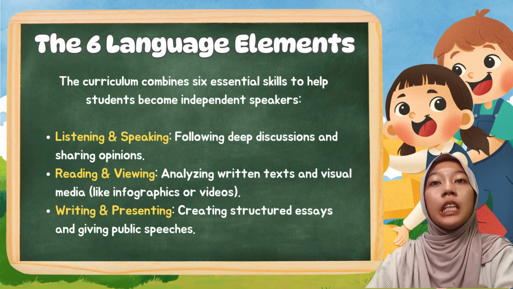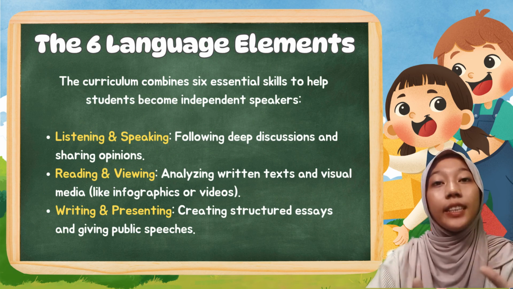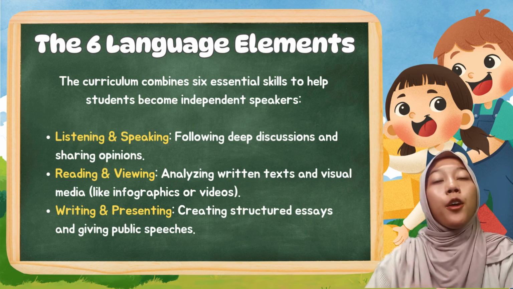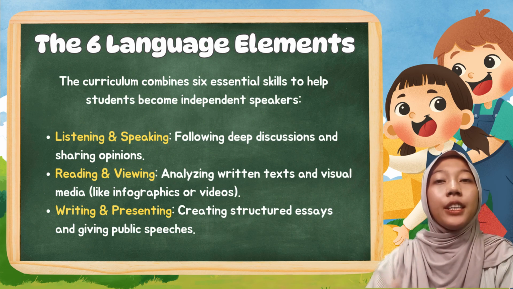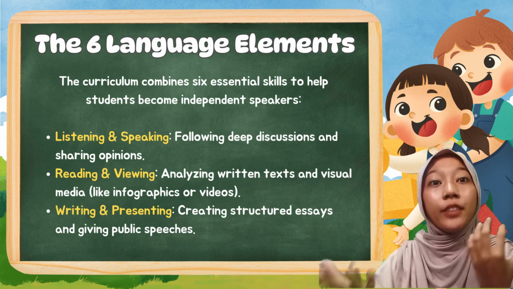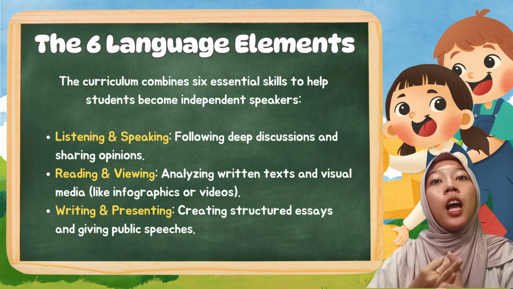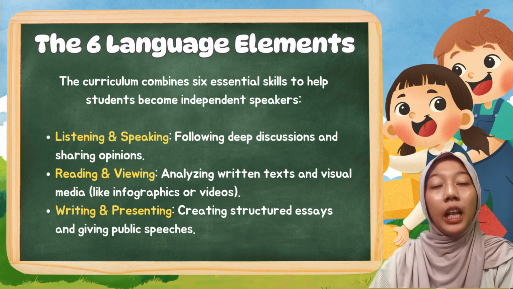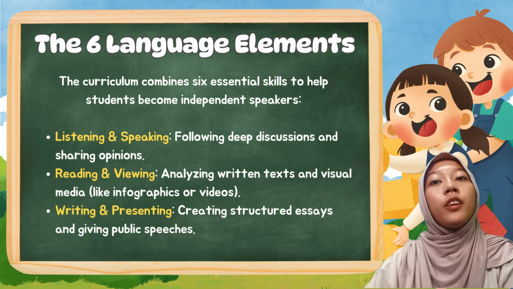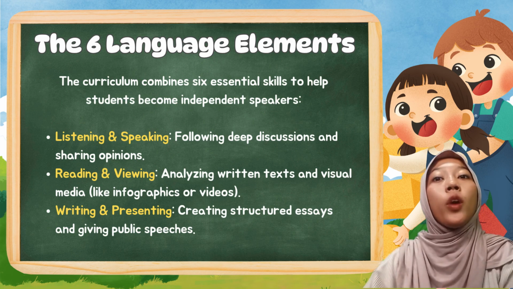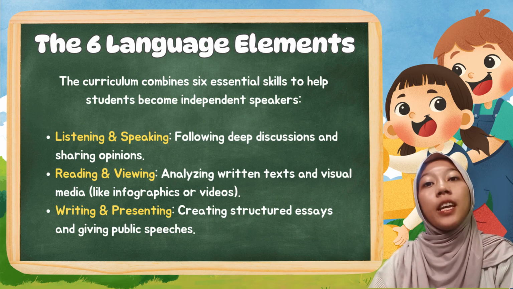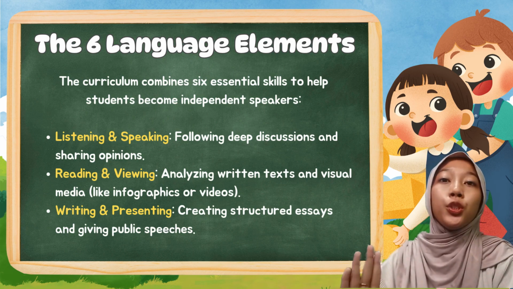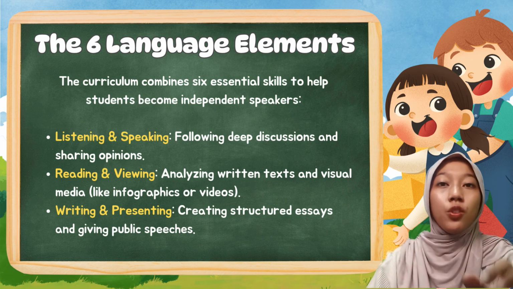So, to achieve this, the curriculum focuses on six key language elements that work together. First, we have listening and speaking, where students learn to follow active discussion. Second, reading and viewing, where they analyze written text and visual media like infographics. And finally, writing and presenting, where they learn to create essays and deliver formal speeches. By the end of this phase, students should be independent language users.